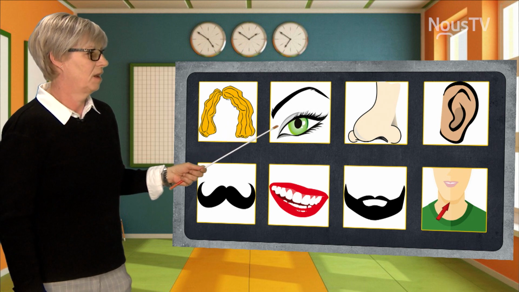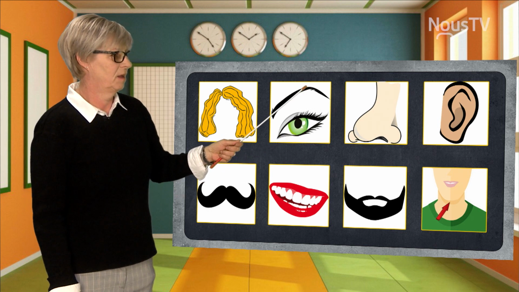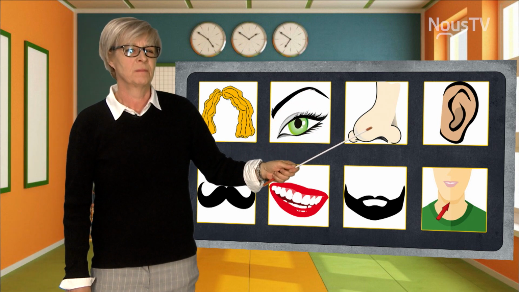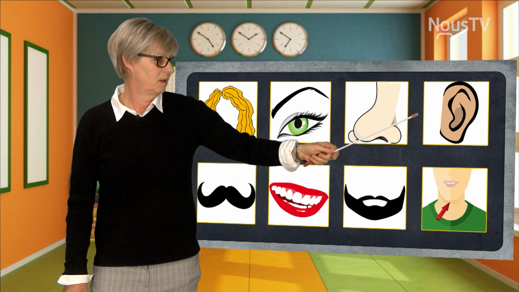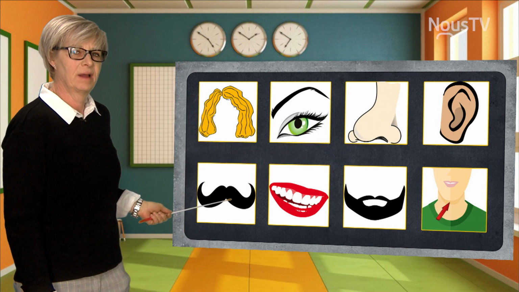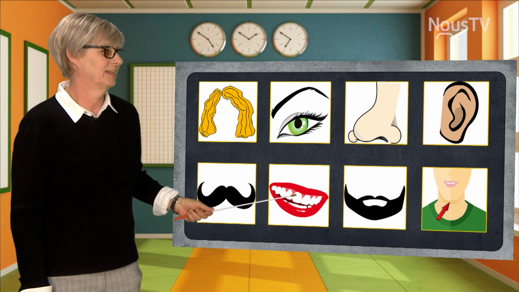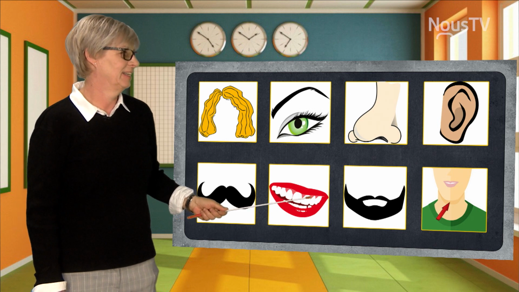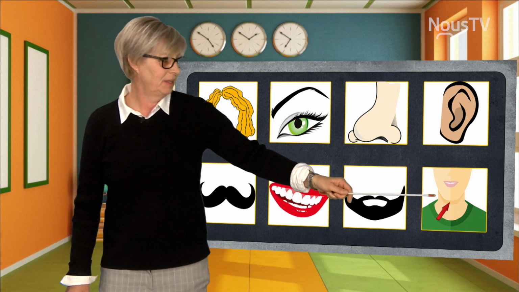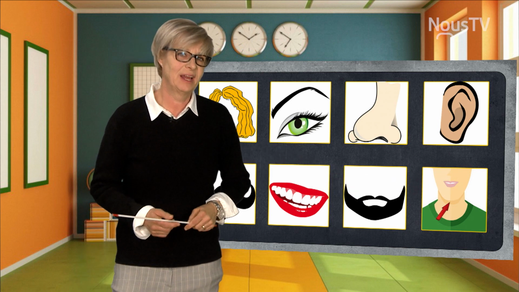Your hair. Yes, your eye. Your eyebrow. Your nose. Your ear. A mustache. A mouth, so you can smile. A beard. And finally, yes, a chin. Let's put back the answers.